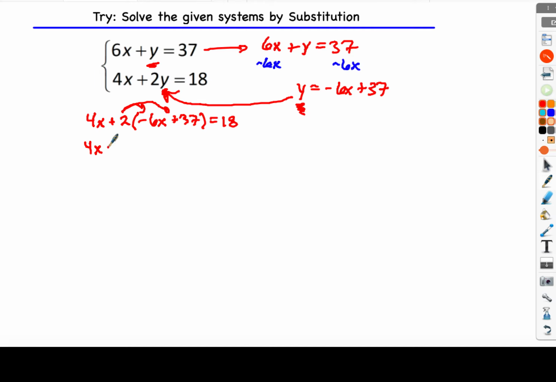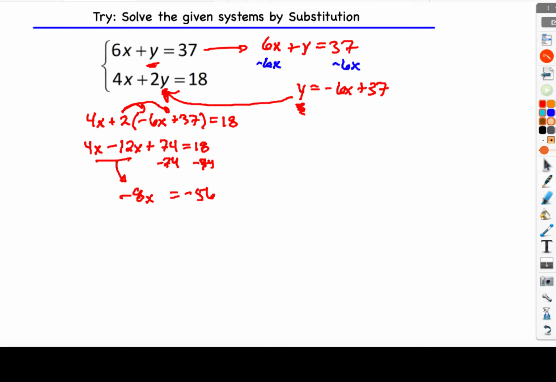So 2 times negative 6 would be a negative 12x. 2 times 37 would be 74. We're going to subtract 74 on both sides. So 4x minus 12x would have been a negative 8x, right? We can combine like terms there. But again, I'm getting rid of the 74 by subtracting it over to the other side. 18 minus 74 would be a negative 56.